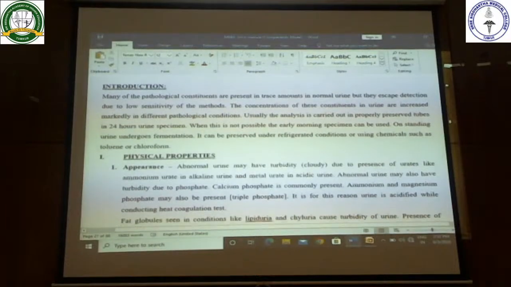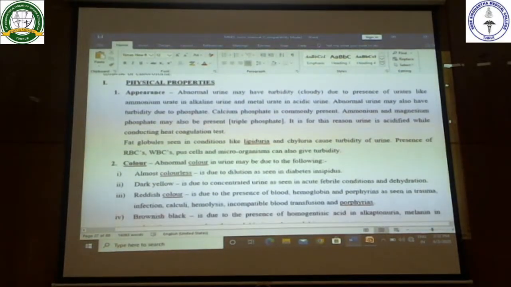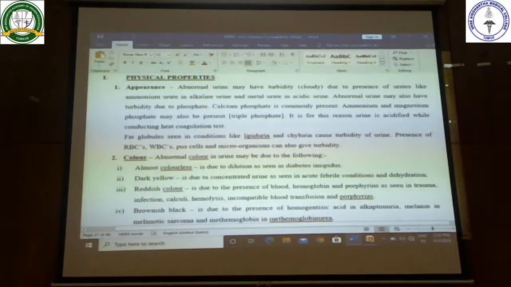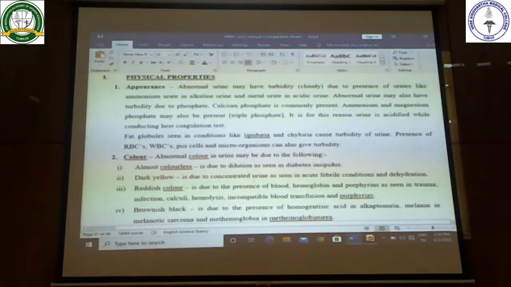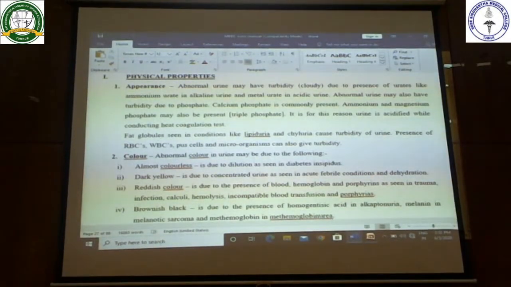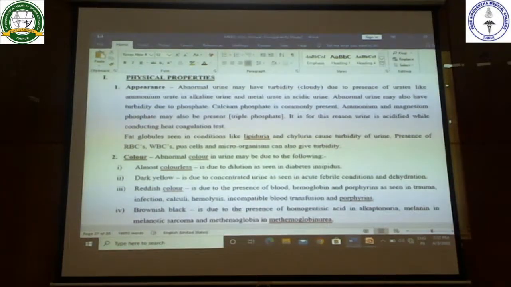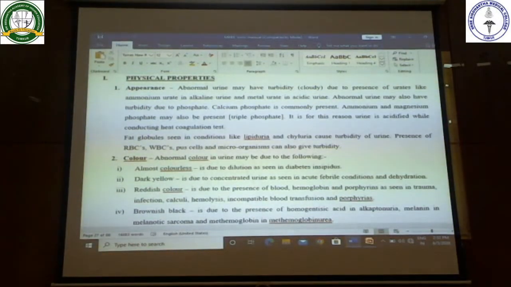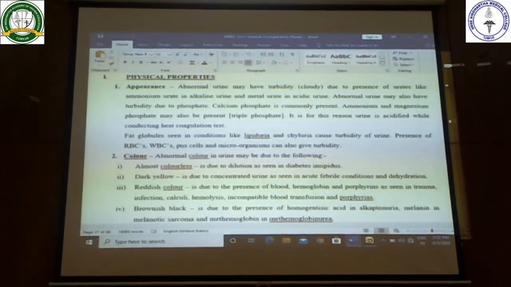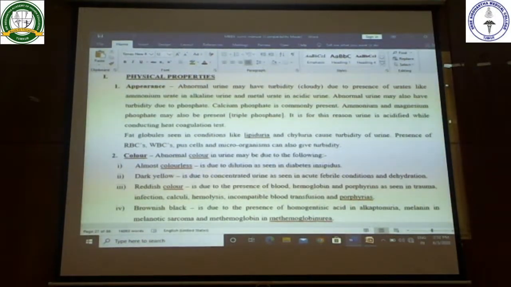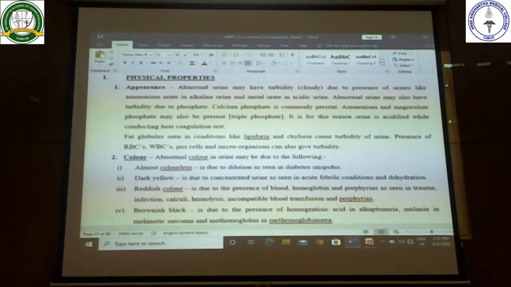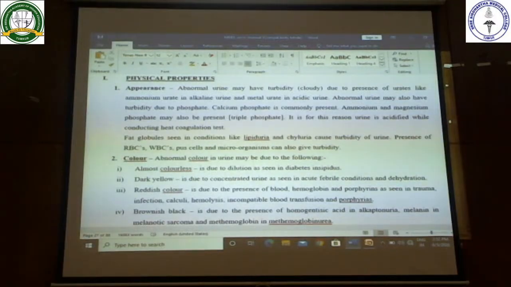Okay, so first, as I already told you, you have to check the appearance. Normal urine, what did you see? Yes, you looked for clarity, how it was looking, whether it was clear or whether it was turbid. Normal urine will be clear and will not have any suspension. Abnormal urine will have turbidity or cloudy appearance due to the presence of urates like ammonium urate in the alkaline urine and metal urate in acidic urine. So if the urine is alkaline, you will have ammonium urate, and if the urine is acidic, sometimes you will have metal urates.